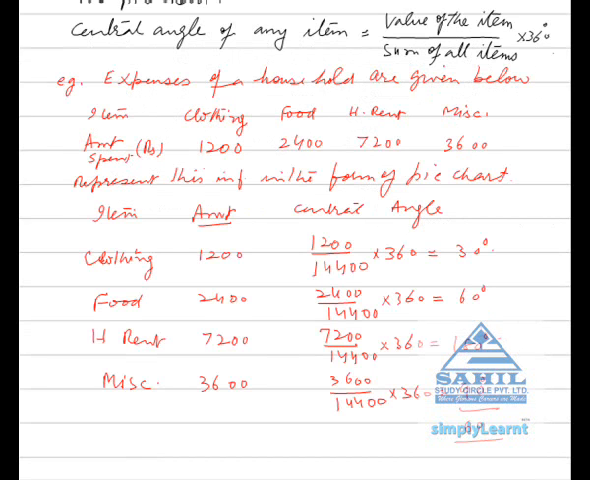For example, expenses of a household are given below. Item: clothing, food, house rent, miscellaneous. Amount spent in rupees: 1200, 2400, 7200, 3600. Represent this information in the form of pie chart.